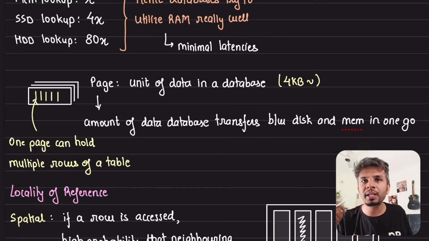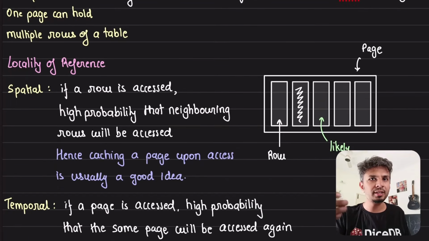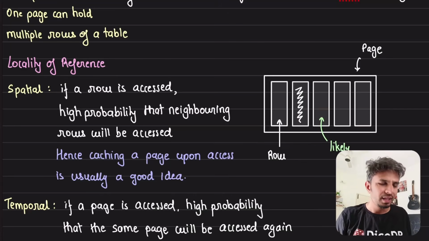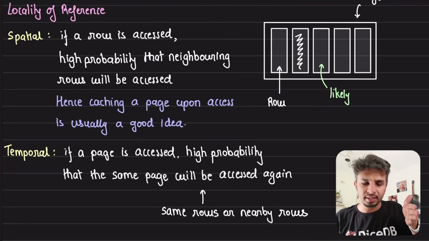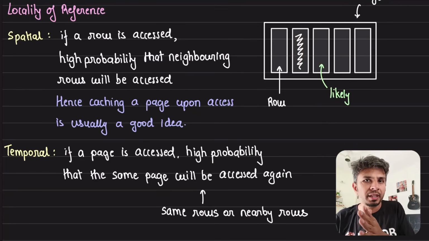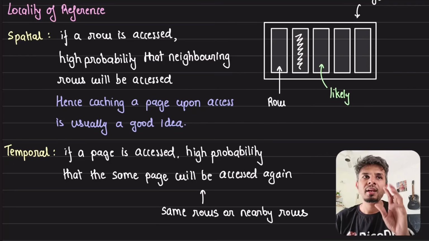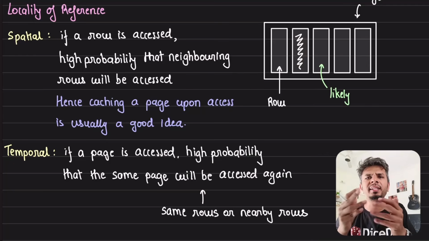Now, of course, when it comes to caching, you have two concepts of locality of reference: one is spatial locality and another one is temporal locality. Hear me, all of this will fit in very nicely together. Spatial locality implies that if a row is accessed, there is a very high probability that the row next to it, or near it, will be accessed. So in terms of space, if I'm accessing something, I'm very likely to access something that is sitting right next to it.